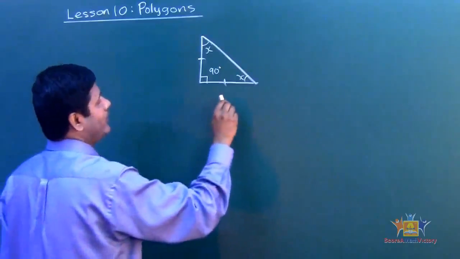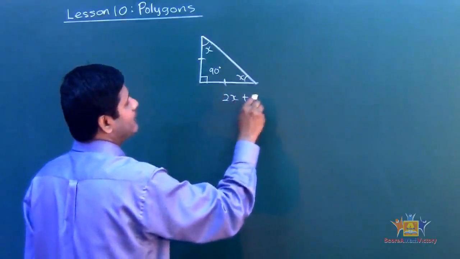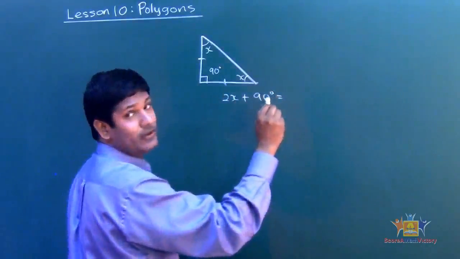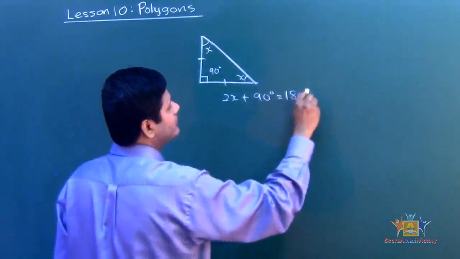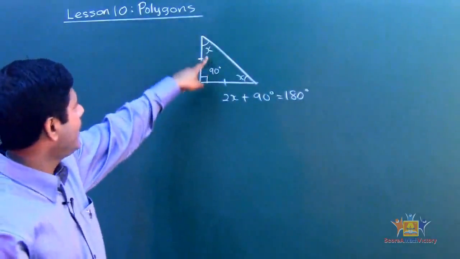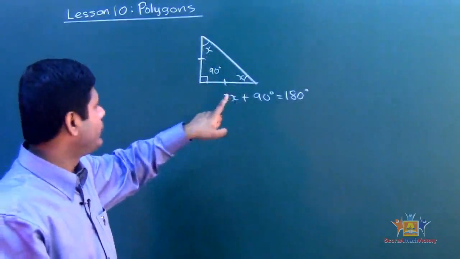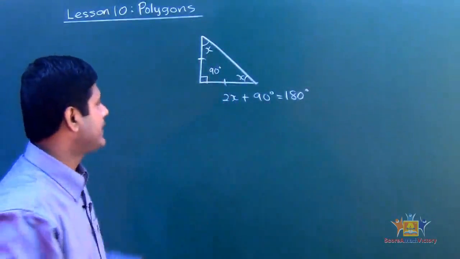Okay? That means what? 2x plus 90 degrees should give you 180 degrees. Okay? X plus x, 2x. And you're looking for x. So let's subtract the 90 degrees out.